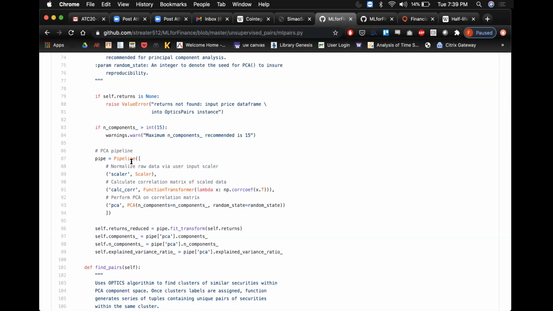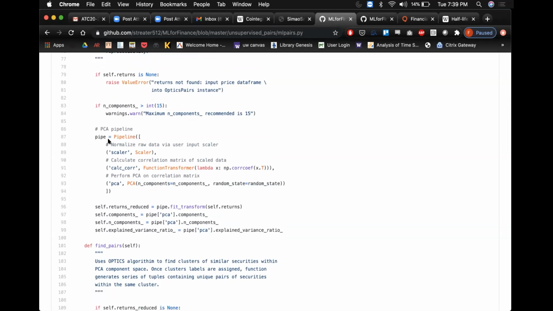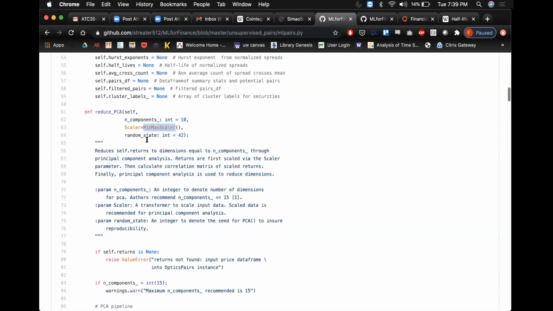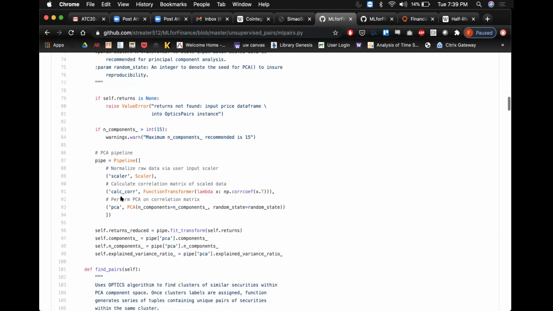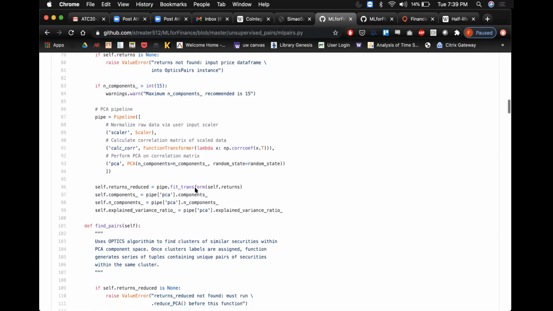So what this pipeline does is it takes in returns, and then first it normalizes them by the scaler that you have selected, automatically calculates the correlation matrix of the scaled data, and then performs the PCA dimension reduction of that correlation matrix. And so here we fit and transform the returns. We grab the loadings on each of the components. This is just for later on. We grab the number of components that were used, and then here we grab the percent explained variance for each of the components.